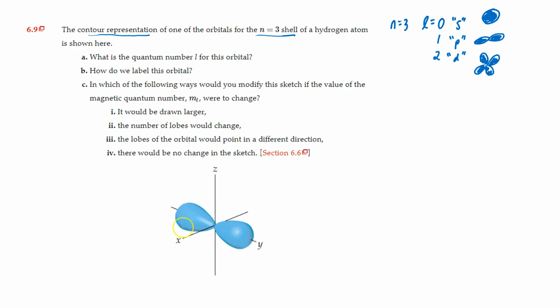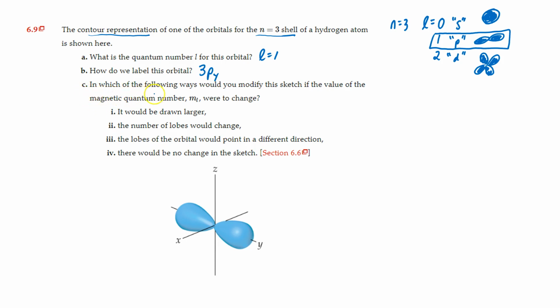So looking at the diagram that they gave us, we've got a p orbital, right? That's the picture that they drew. So the value of L then is 1. So now, how would we label this orbital? Well, it's in the third shell, so we would call it a 3p, and because it's on the y-axis, we would give it a subscript y.